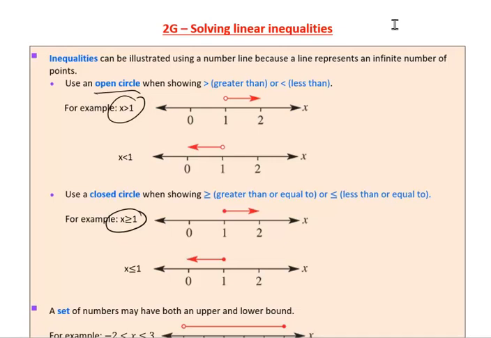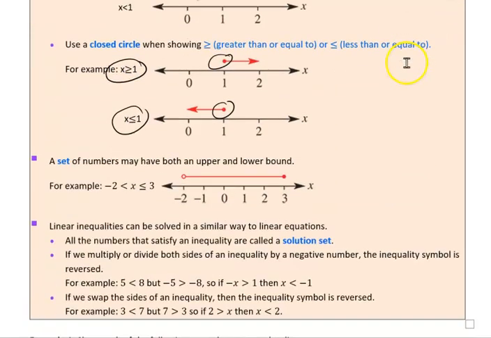So x is greater than or equal to 1. You'll see here that it is a solid circle. x is going to be any number, as long as it's less than, and including, 1. So x could be 1 in this case.